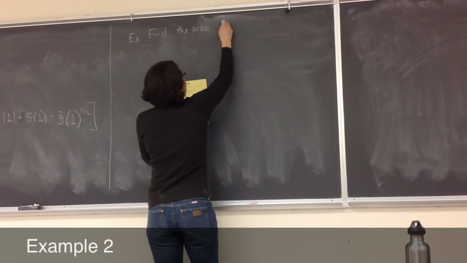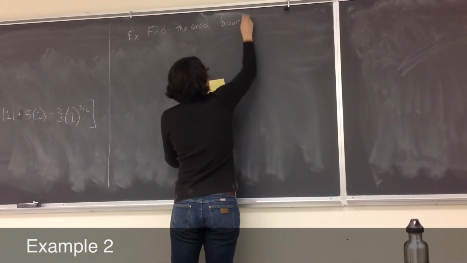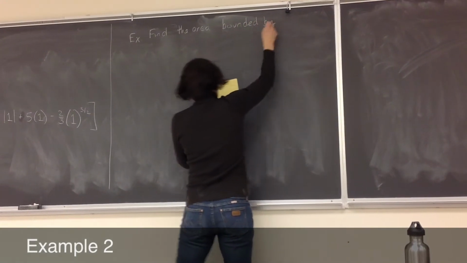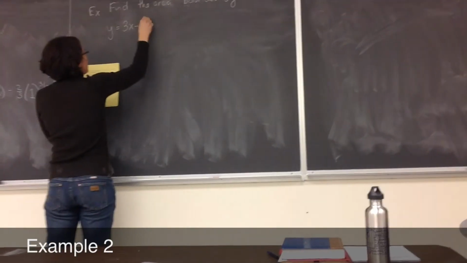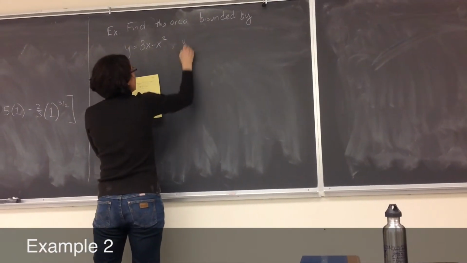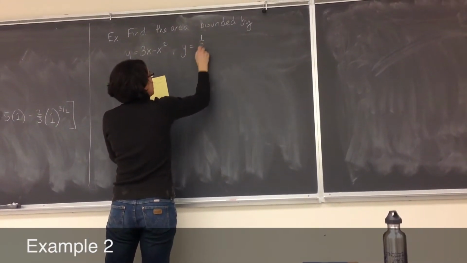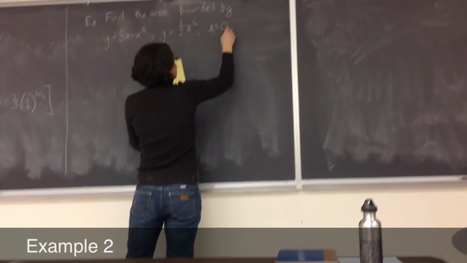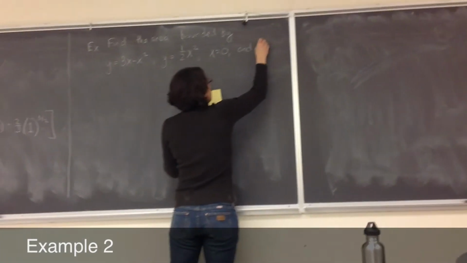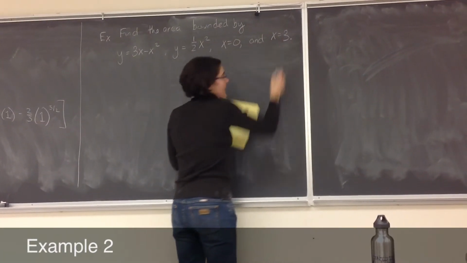the area bounded by y is equal to 3x minus x squared, y is equal to 1/2 x squared, x is equal to 0, and x is equal to 3.